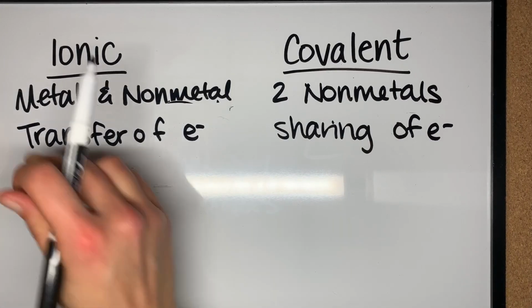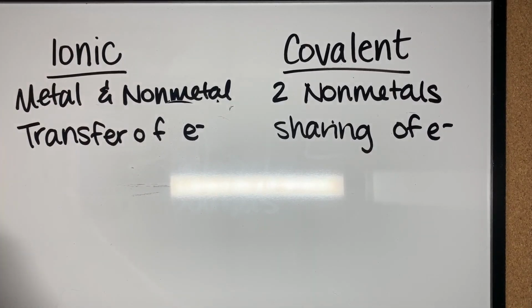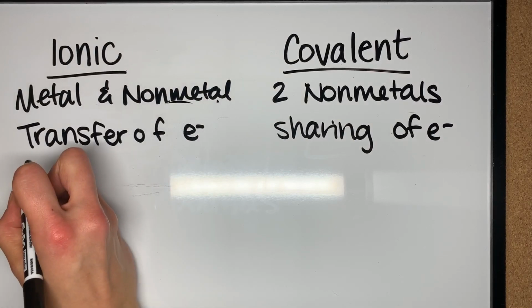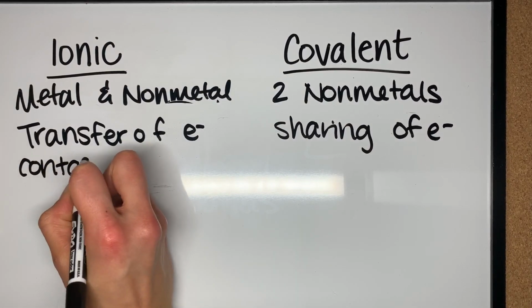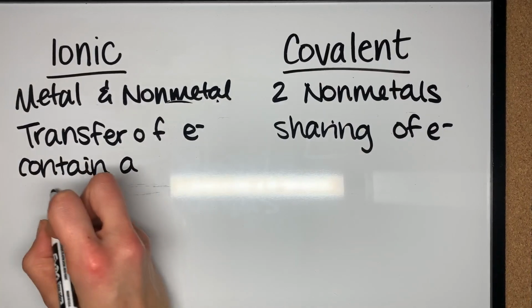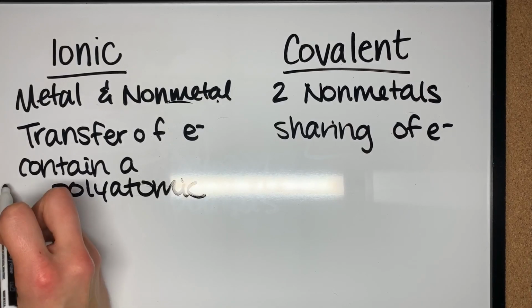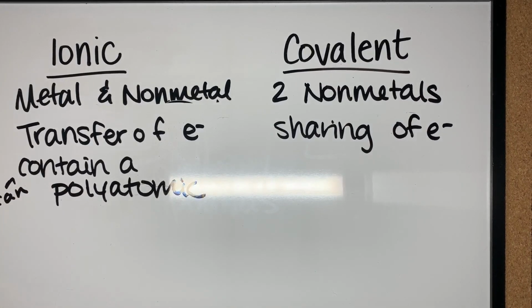The only other thing that you should maybe know is that ionic compounds are the only compounds that are going to contain a polyatomic. To make that clear, I'm going to add the word can. They can contain a polyatomic. They don't have to, but anytime you see a polyatomic, it's automatically going to be an ionic compound. So those are the major differences between the two types of compounds.